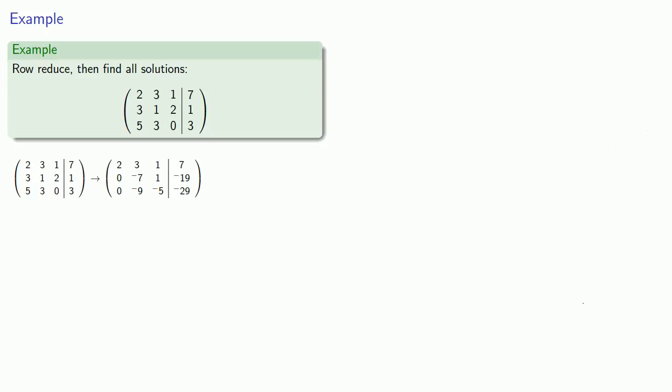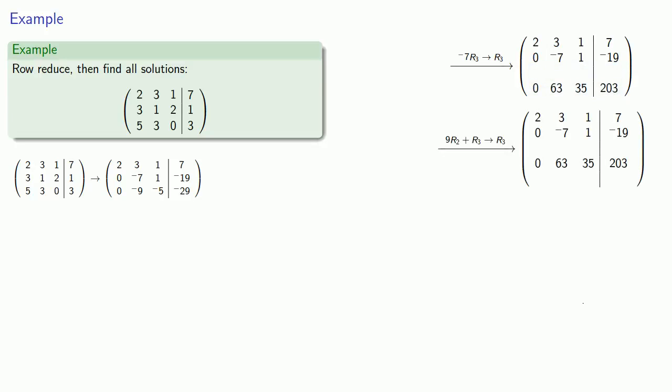Now we have zeros below the first row pivot, so we'll move on to the second row, where the pivot is negative 7. So multiplying the following rows by negative 7, that gives us 0, 63, 35, 203 as our new third row. Now if we multiply the second row by 9 and add it to the third row, that will eliminate the entries below that second row pivot. So multiplying the second row by 9 gives us 0, negative 63, 9, negative 171, and adding it to the third row gives us 0, 0, 44, 32, which will be our new third row.